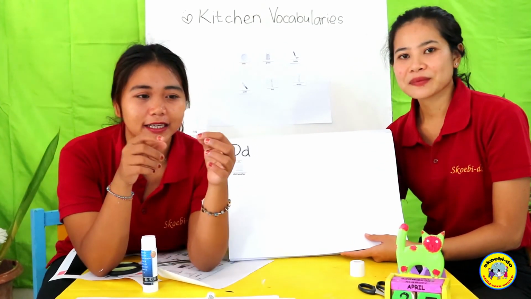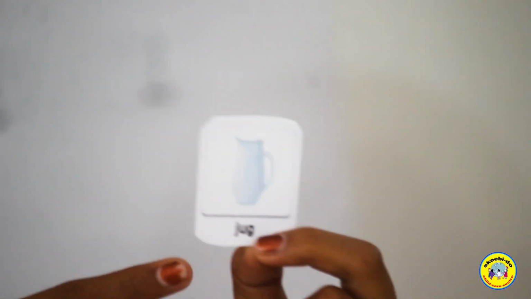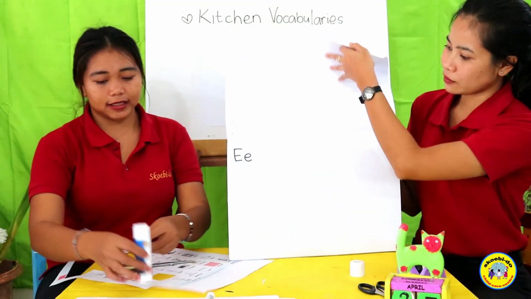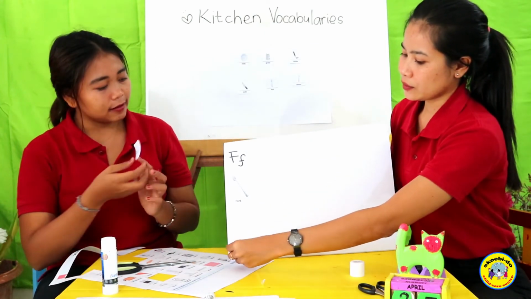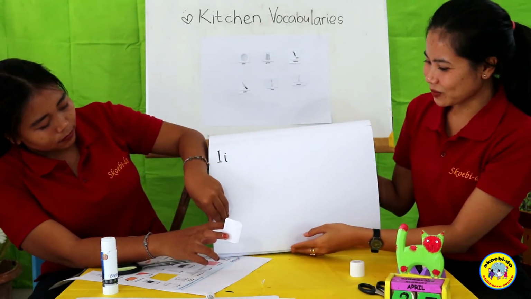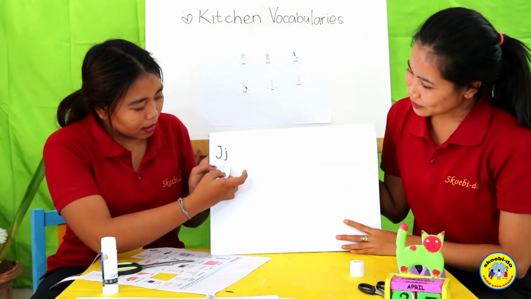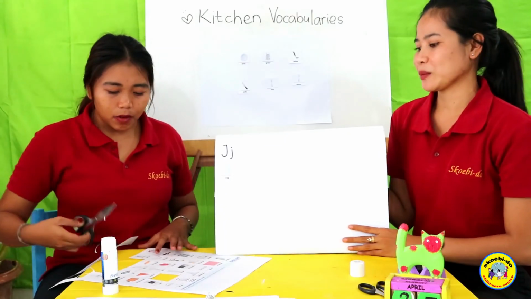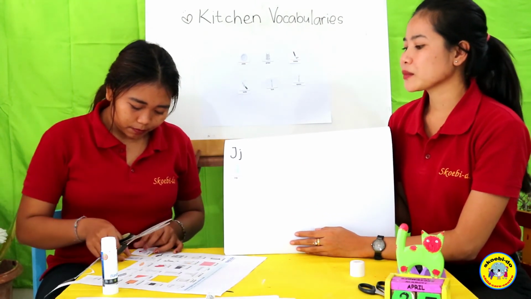Okay, kids, now take a look here. Do you know what picture this is? Yes, this is a jug. It starts with letter J. So we need to find letter J on our vocabulary book. Yes. Oh, this is a match.